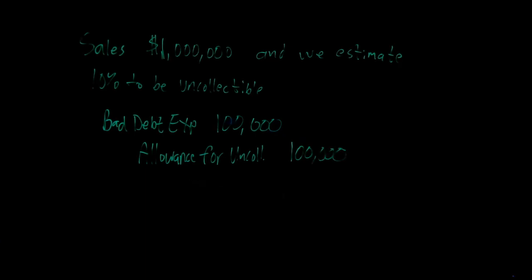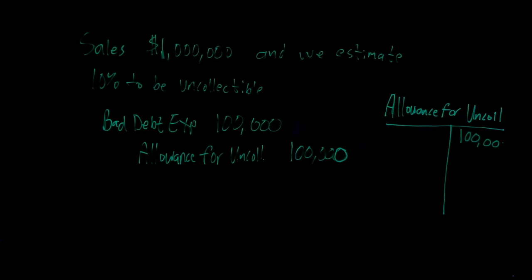So what we're doing is we're setting up a reserve. We're setting up like a piggy bank. So we have allowance for uncollectibles now, where we have a balance of $100,000. So now, as accounts are deemed uncollectible, we're not going to debit bad debt expense.